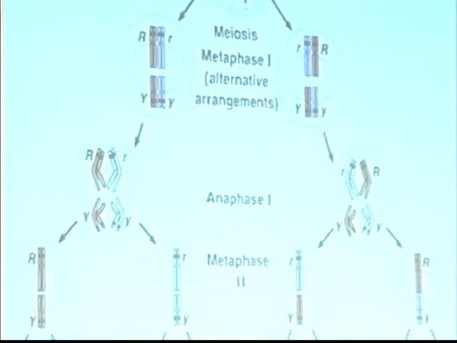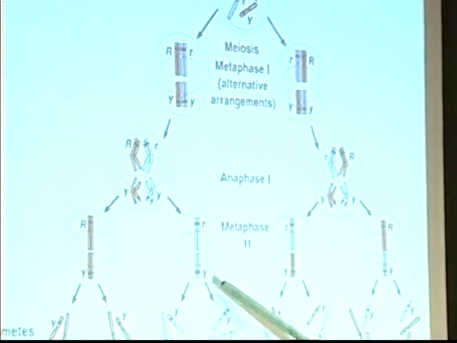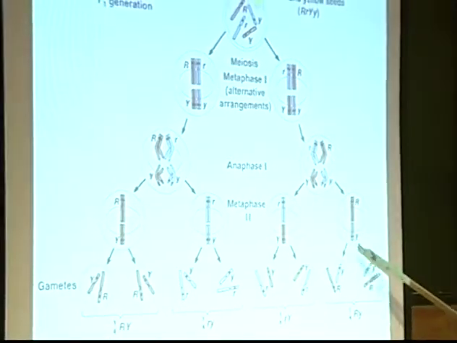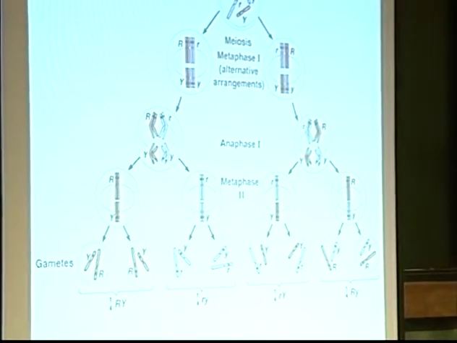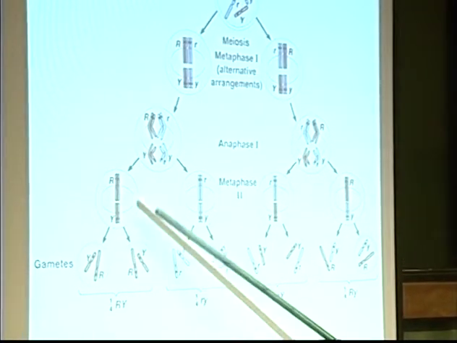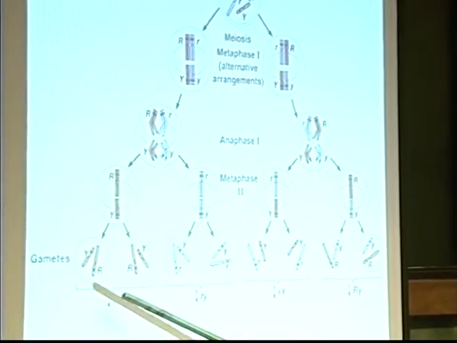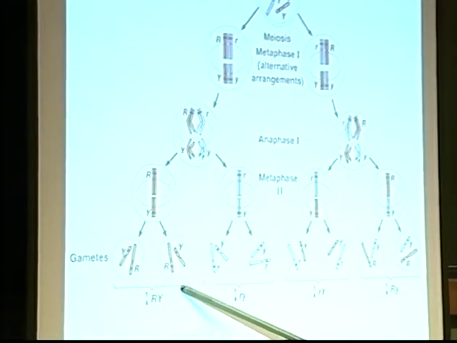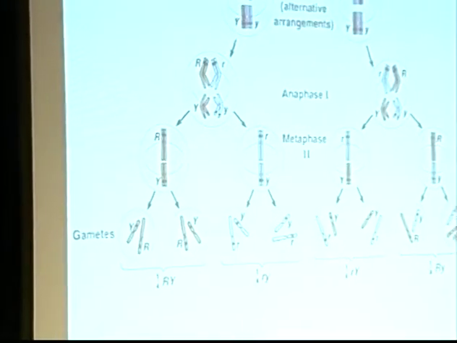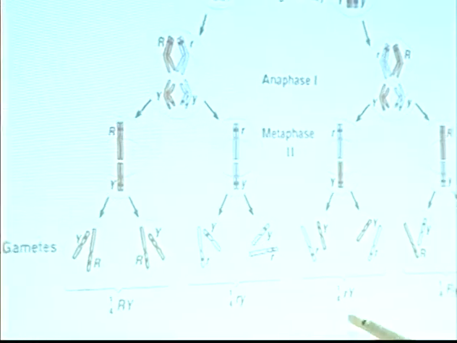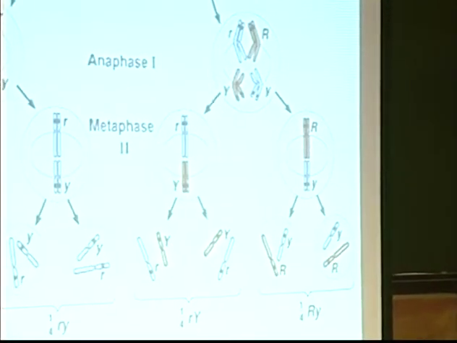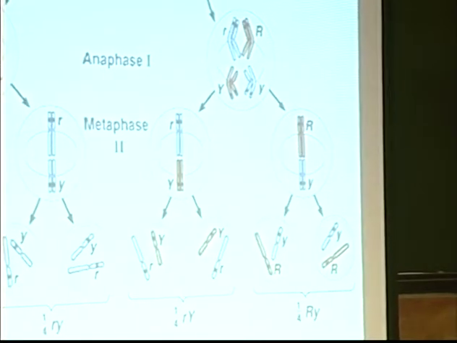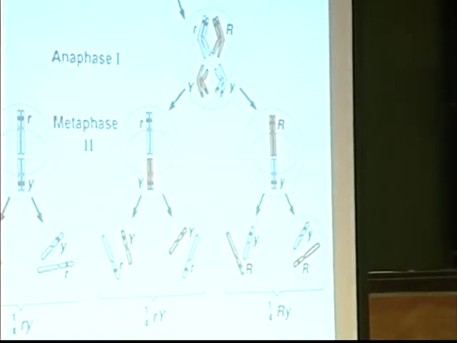All right, so there's our cells: big R, big Y, little r, little y, little r, big Y, big R, little y. We go through the second meiotic division, which is just like mitosis. You separate chromatids. You end up having 1/4 of the gametes being big R, big Y, 1/4 little r, little y, 1/4 little r, big Y, 1/4 big R, little y. Exactly as Mendel observed.